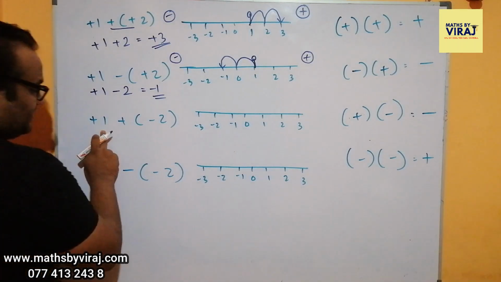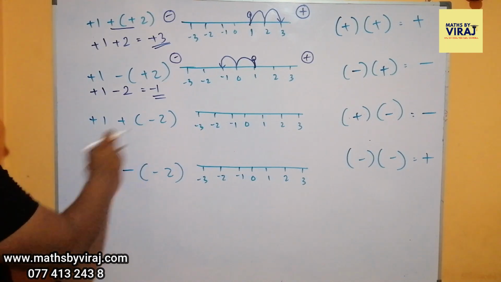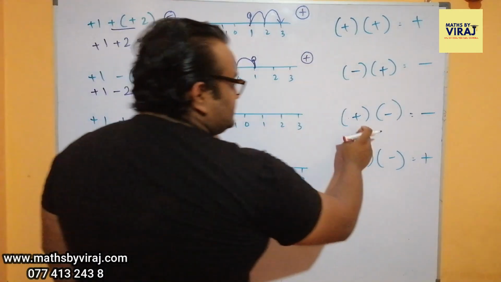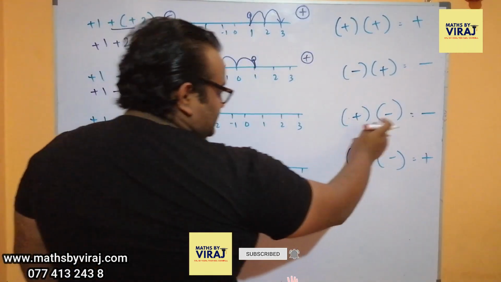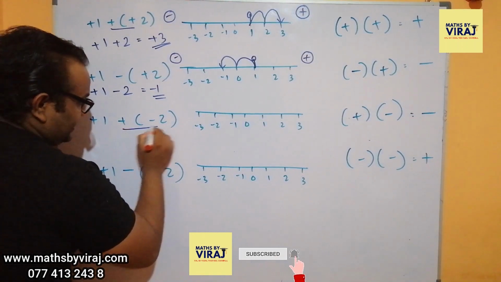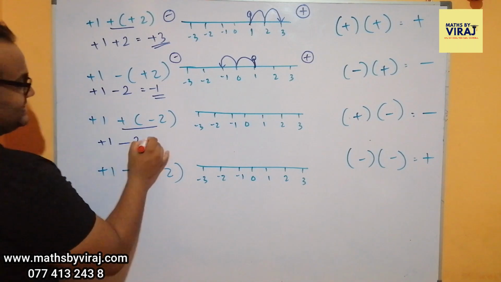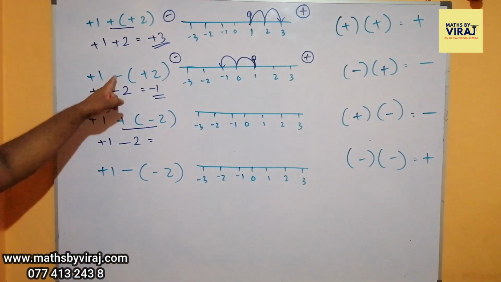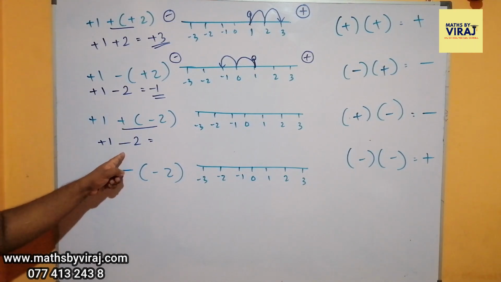Similarly, you have plus 1 plus minus 2. When there is plus and minus together, the answer is minus. Therefore, I can write plus 1, again minus 2. Even if it is minus and plus or plus and minus, it becomes minus.